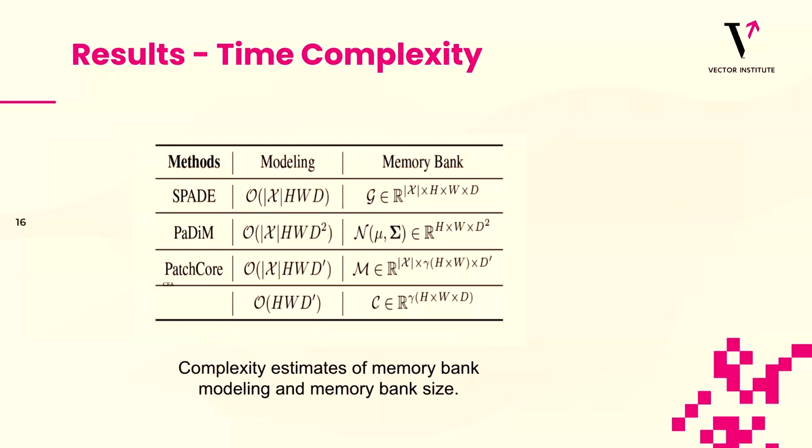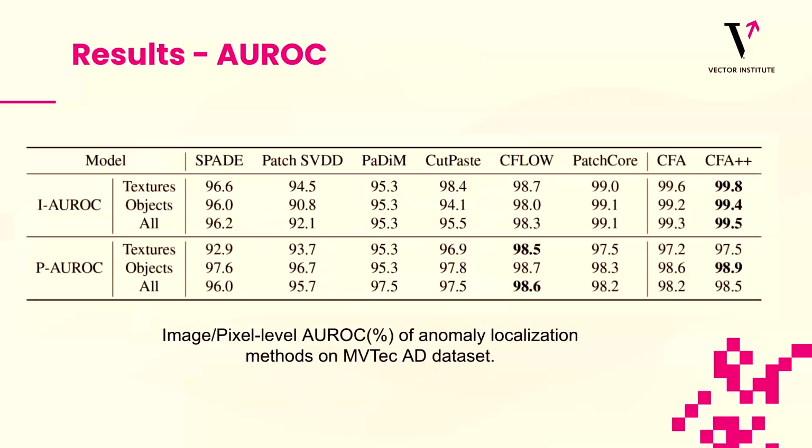This is the main reason I've used the CFA for the bootcamp. Among all the methods that use a memory bank, CFA is the fastest one. So you can see the time complexity table here. And this is the final result for the CFA method. As you can see here, in both image level area under ROC curve and pixel level area under ROC curve, they could get a very great result.